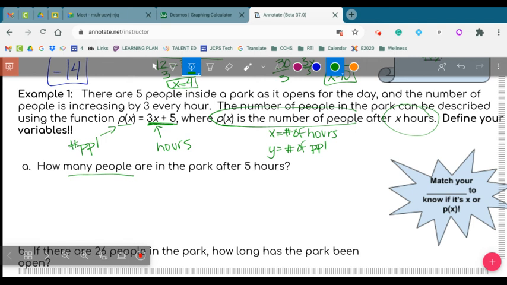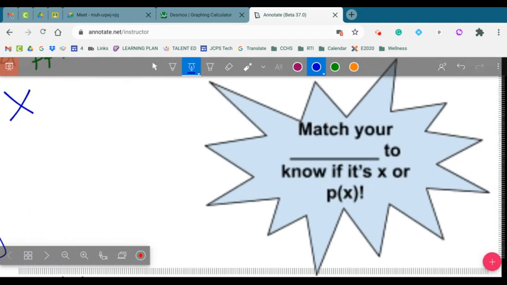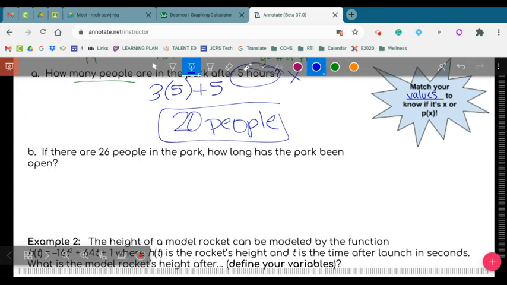How many people are in the park after 5 hours? This one is giving 5 hours as our x value, so we're going to plug in 5 for x. We're going to have 3 times 5 plus 5. It's going to give us 15 plus 5, which is 20. So there are 20 people in the park. The side note is to match your values to know if it's x or p of x. So match your variables. That's the key thing.